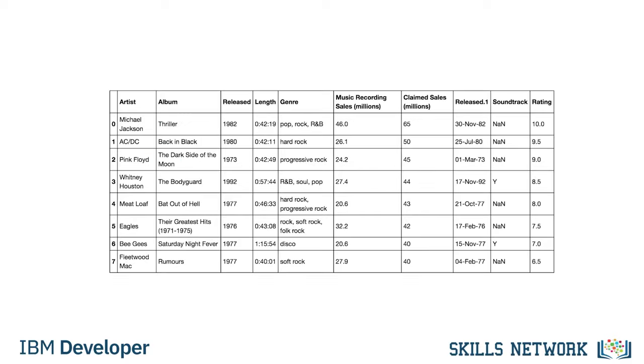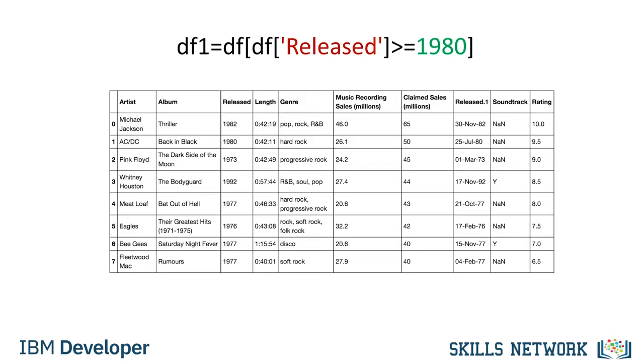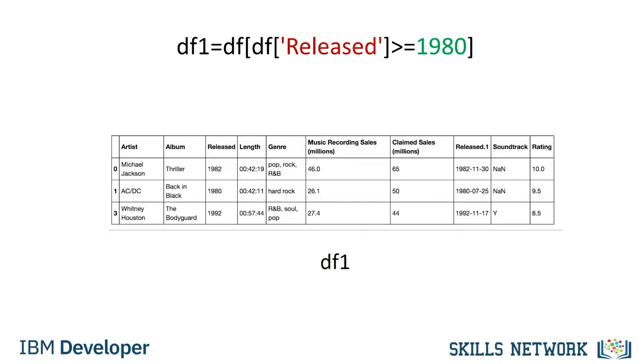We can select the specified columns in one line. We simply use the data frame's name, and in square brackets we place the previously mentioned inequality and assign it to the variable df1. We now have a new data frame, where each album was released after 1979.